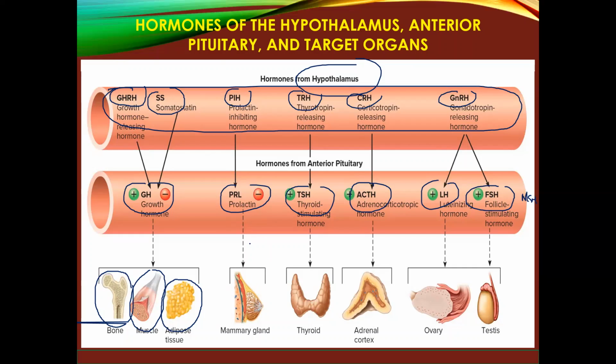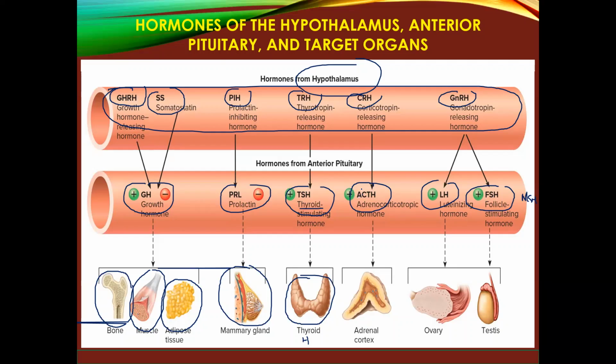Prolactin, the name is telling you this is related to milk. Therefore, the target will be the mammary gland. The TSH, the name is telling you this is thyroid stimulating hormone. Then the target will be the thyroid gland to produce the thyroid hormone.